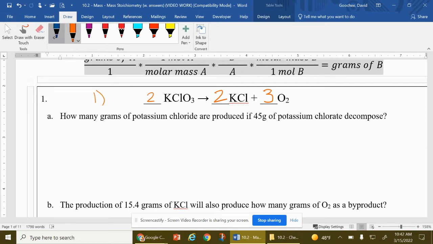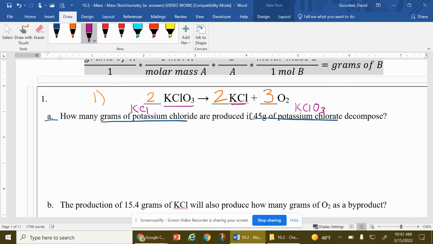Now, let's get down to business. We have got in 1A 45 grams of potassium chlorate. That's what you're starting with, 45 grams. And they want to know how many grams of potassium chloride. By the way, important to know, potassium chlorate is this one. So I'm just going to write that in there, KClO3. And potassium chloride is the other one, KCl. Don't get that mixed up. Okay, identify your substances. So we know we are starting with 45 grams of potassium chlorate.